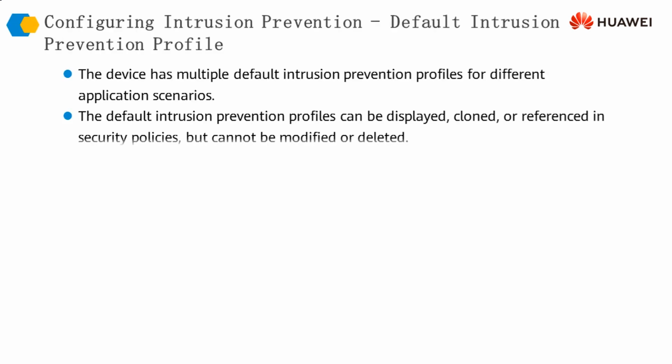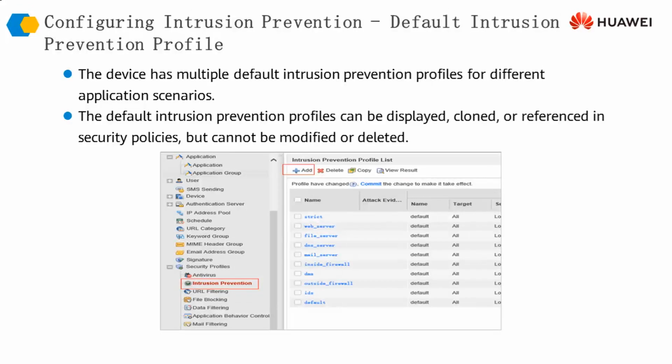So this is how we create a profile. We go to security profiles and select intrusion prevention, and we will look at all the intrusion prevention profiles already built into the system. We can either select one of these, or add a new profile. We can clone these, making a copy and then making changes to that, but the built-in profiles cannot be changed. So we add a new profile. We select add here.